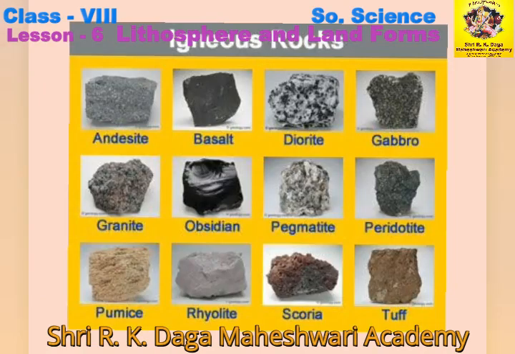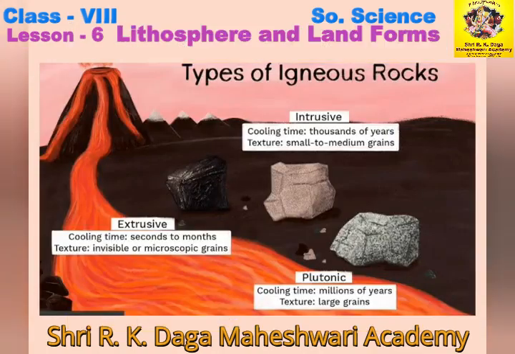Examples are granite, basalt, pumice, obsidian and flint. Igneous rocks are also called primary rocks. There are two types of igneous rocks. So we take these types. First is intrusive rocks and second extrusive rocks.